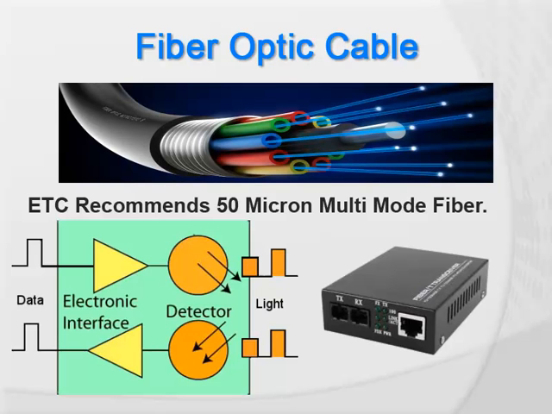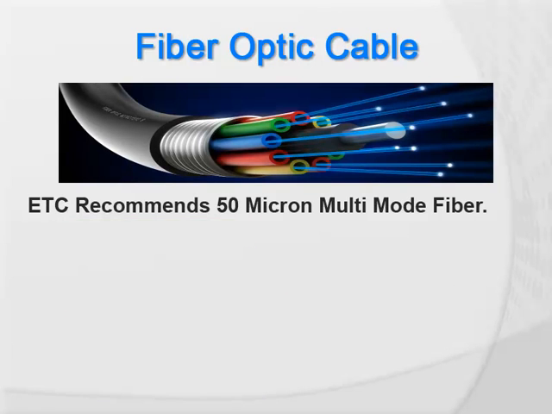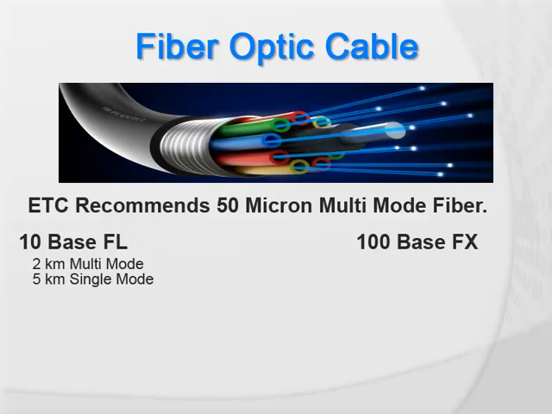Much like UTP cables, there is a code printed on the outside of the cable indicating speed, signal type, and transmission mode. The two most common cables used in a fiber system are 10BASE-FL and 100BASE-FX. 10BASE-FL, or 10 megabit baseband fiber link, offers distances of 2 kilometers in multimode and 5 kilometers in single mode. 100BASE-FX, 100 megabit broad-based fast Ethernet, represented as FX, offers 2 kilometers in multimode and 15 kilometers in single mode. Let's talk about multimode and single mode.